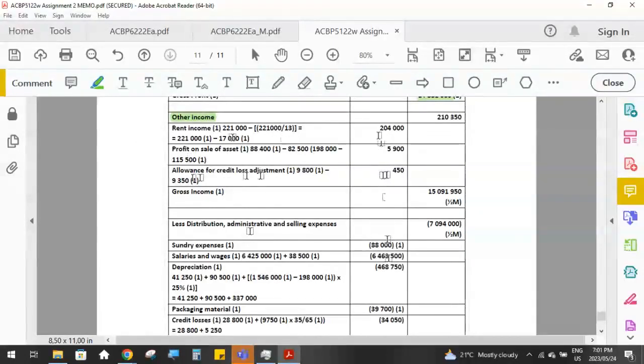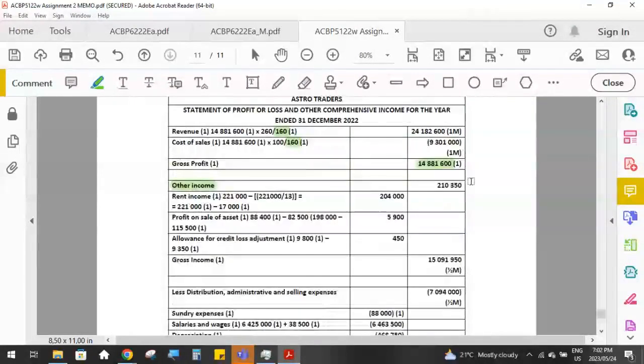And if it's a debit, it's an expense. So our rent income here is where we had our total rent divided by 13, and times by 12, so 1 month's rent is 17,000. So we had to subtract 17,000 from the 221 to get 12 months worth of rent. Profit on sale of asset, I did that calculation above, and the allowance for credit loss adjustment, I did that calculation above. So we then take gross profit, we add our other income, gross profit plus other income now gives us gross income.